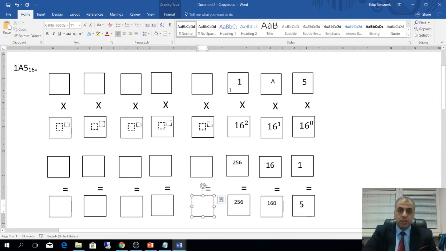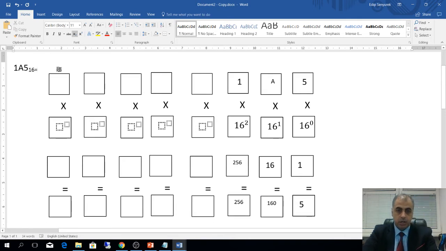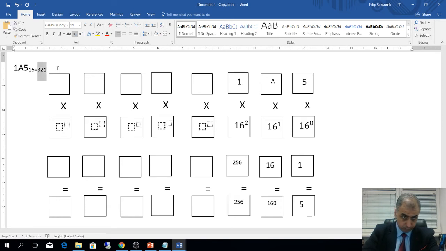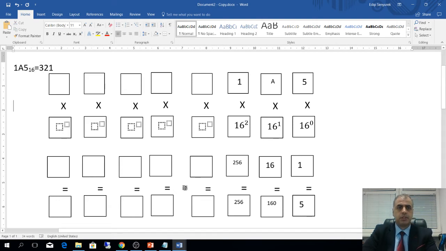Question. What is the position value of 1? It is 256. What is the position value of 5? It is 5. What is the position value of A? It is 160. What is the decimal value of hexadecimal number 1A5? It is 256 plus 160 plus 5, which is 421. This is the decimal value of the hexadecimal.